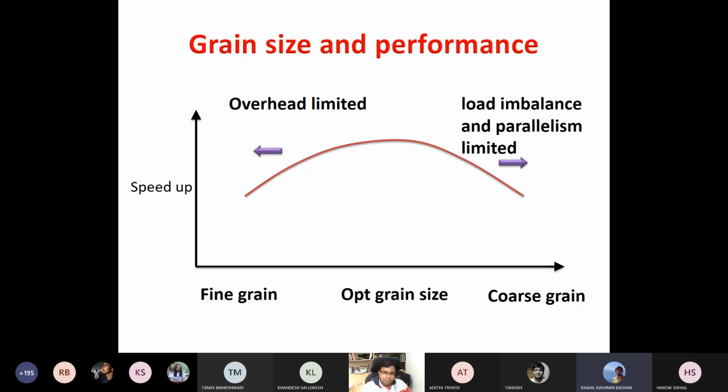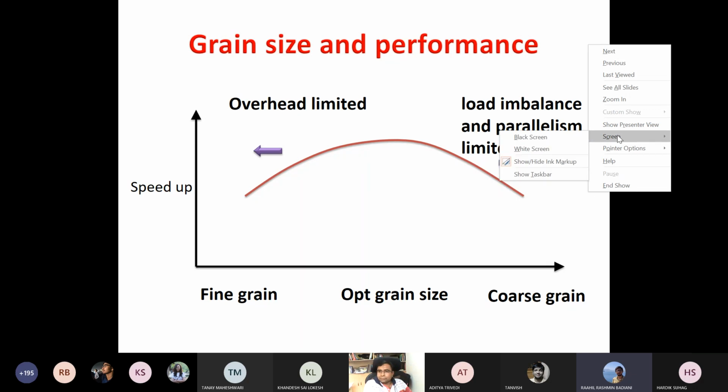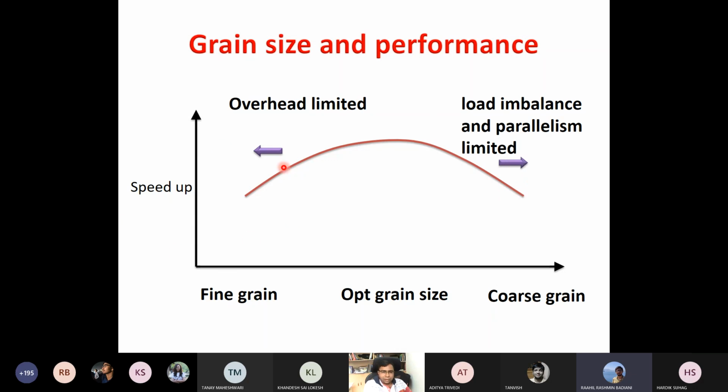If you have a more fine grain, if you divide the work into fine grains, then there will be more overhead. And if you divide into coarse grain, then you have limited parallelism and load imbalance will be there.